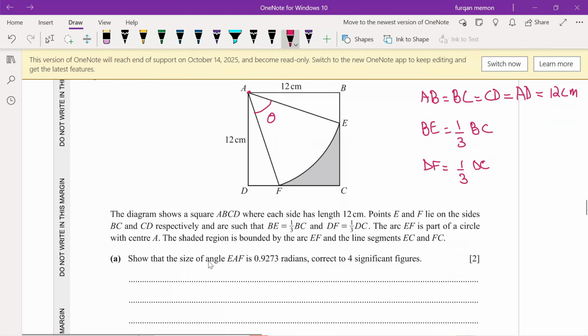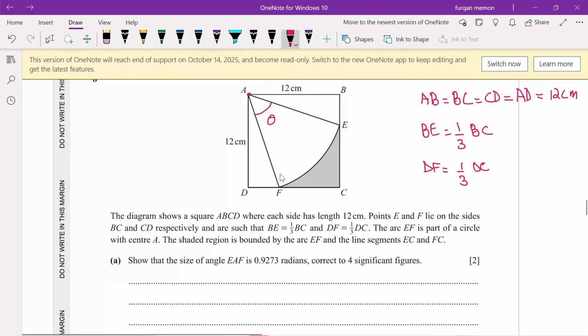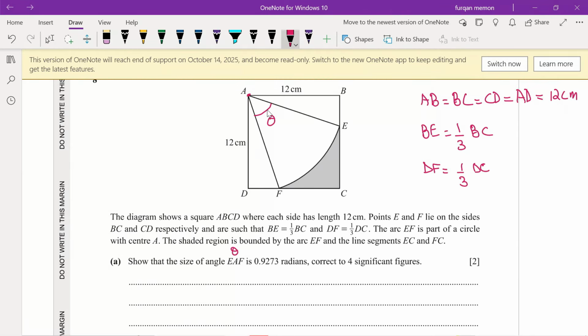Show that the size of angle EAF, angle theta, is 0.9273 radians, correct to 4 significant figures. So we need to find this angle. We know that BE is equal to 1/3 times BC, and BC is 12. So 1/3 times 12 is equal to 4. So this is 4 centimeters.